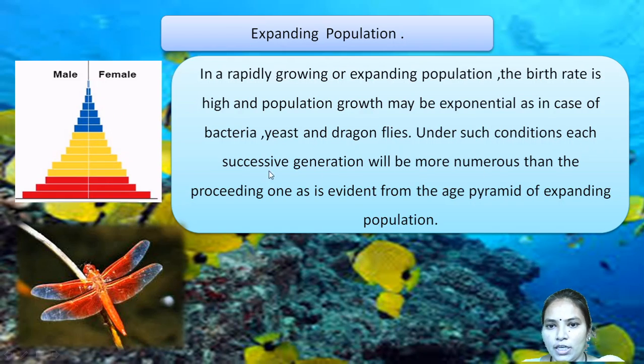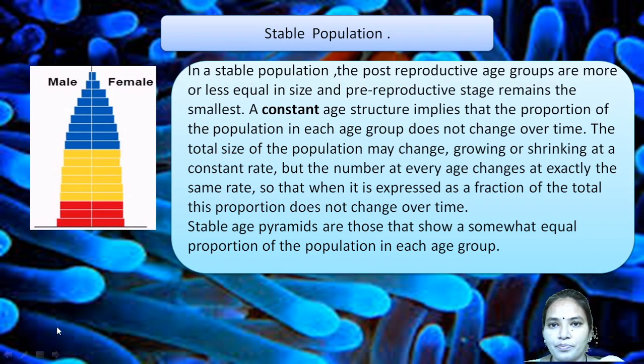Under such conditions, each successive generation will be more numerous than the preceding one, and this is evident from the age pyramid of an expanding population. Over here we can see that the successive generation, the next generation, is larger, so this generation is smaller as compared to the coming generations. That indicates that this is an expanding population which is growing.